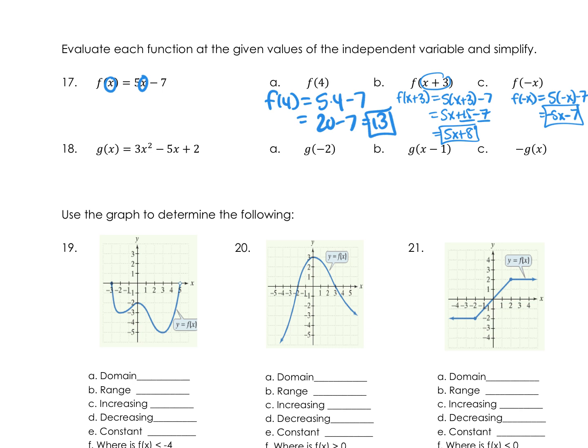Now for this one here, for a, we're going to plug in negative 2. So we'll have 3 times negative 2 squared minus 5 times negative 2 plus 2. Negative 2 squared is 4, so we'll have 3 times 4. Negative 5 times negative 2 is positive 10, and we still have the plus 2 at the end. So this will be 12 plus 10 plus 2, which is 24.